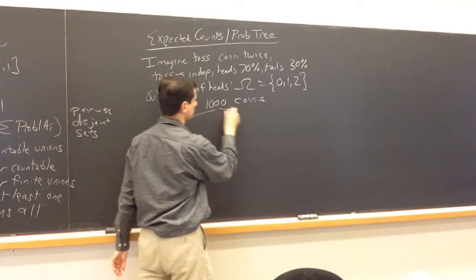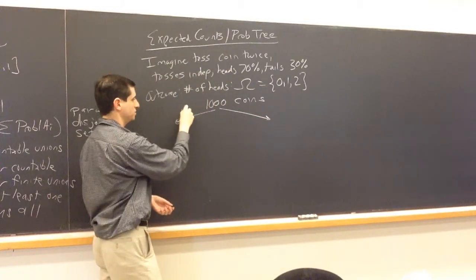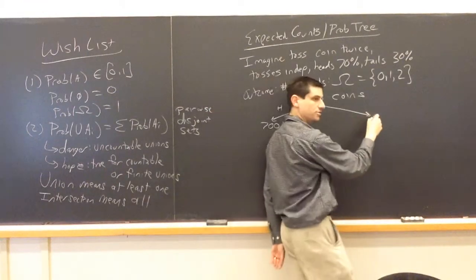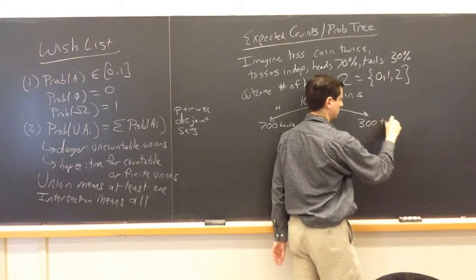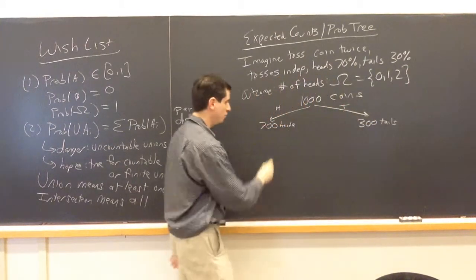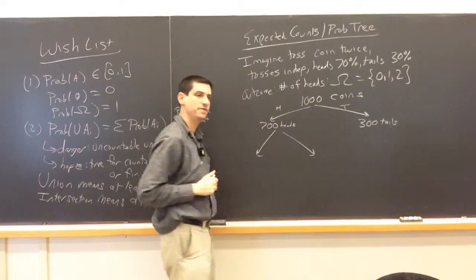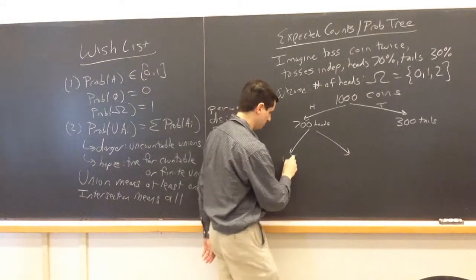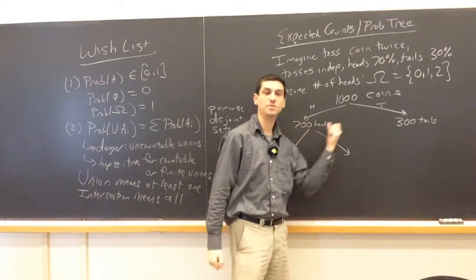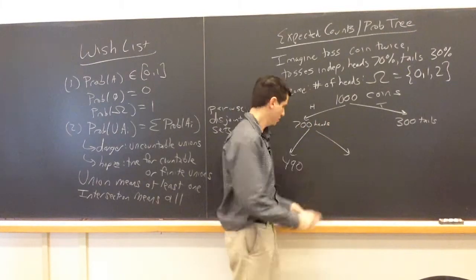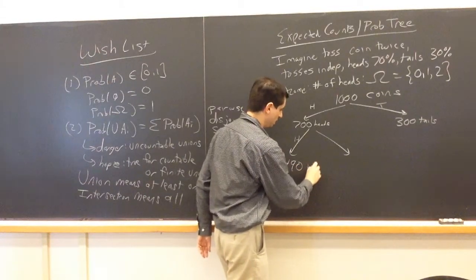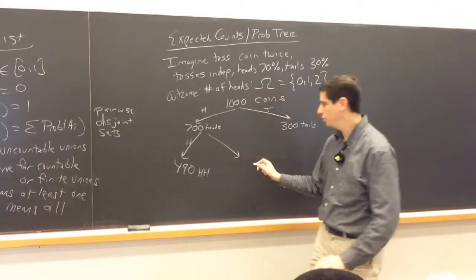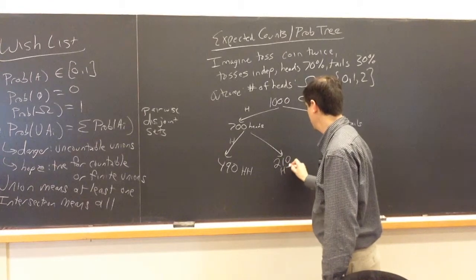On the first toss, how many of them come up heads? 700. And how many come up tails? 300. Now we do our second toss. Of these 700, how many end up as heads? 490, because each coin has a 70% chance of coming up heads. So this would be heads, heads. What about over here? How many of them will end up with the tail? 210. And these will be the head to tail.